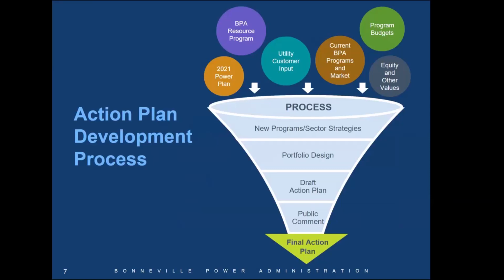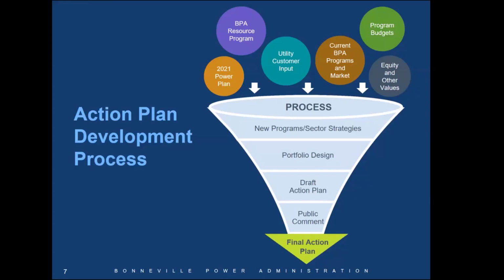This is a very high-level view of what the action plan development process looked like. Inputs are the resource program, the 2021 power plan, and utility customer input. I spoke to many, if not all of you, about your thoughts on the action plan, your goals, your needs, something you'd like to see more of, what you want to see less of. We did that through the USB as well as some one-off curated groups of customers to ensure that we represented the region. We also looked at what our current BPA programs are, how they're behaving, where the successes and failures are, and what the relationship with the market is.